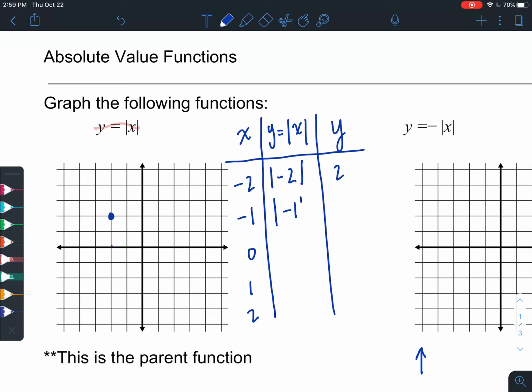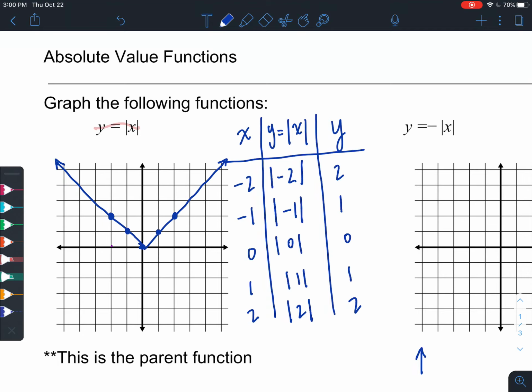Absolute value of -1 is 1. Absolute value of 0 is 0. Absolute value of 1 is 1. Absolute value of 2 is 2. So you'll notice it makes a V shape.